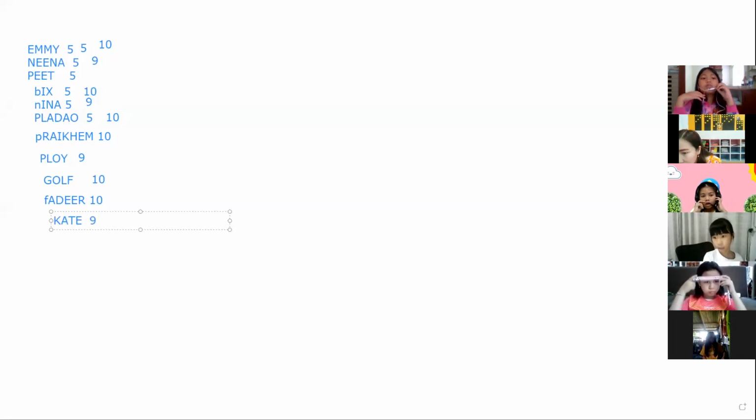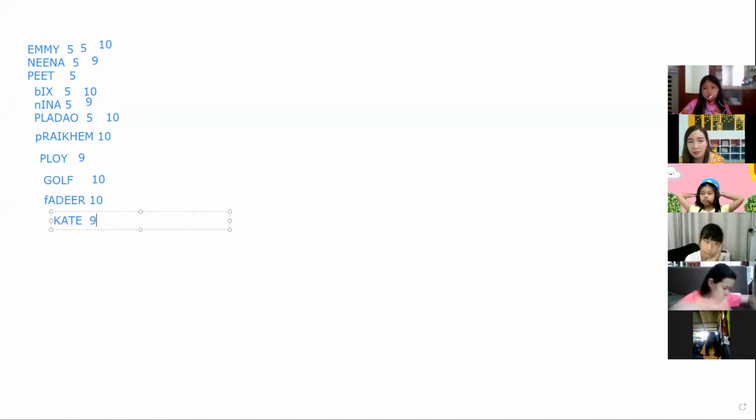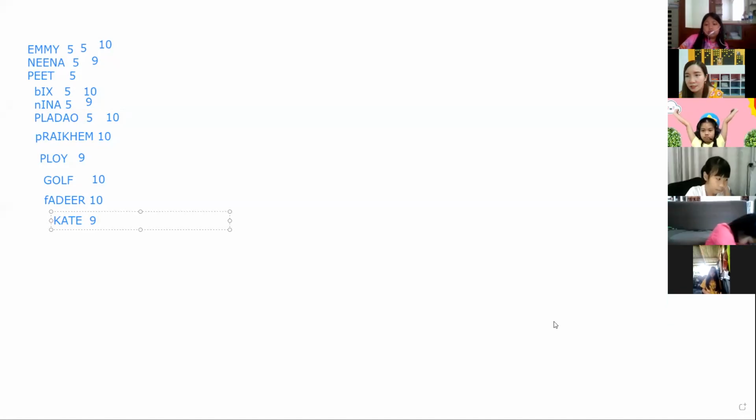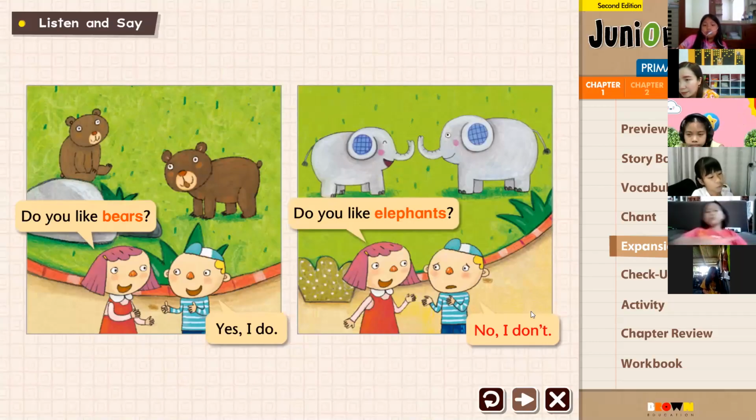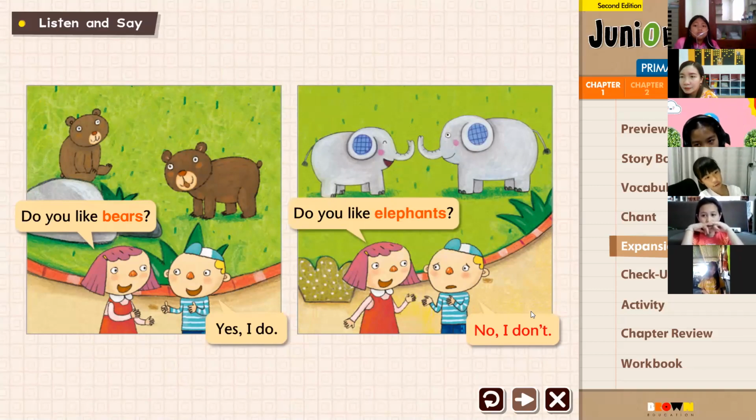Who else? Not yet. I want Titan and Win. Oh, Titan and Win. Open microphone. Titan, open your microphone. Okay. Ready? Okay, Win, you go first. Tonfai, open your microphone. Okay. One more time, Win. One, two, three, go. Do you like bears? Very good.